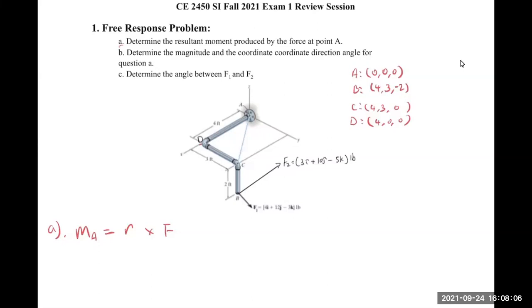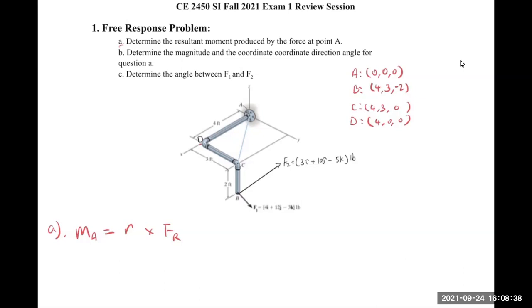F will always be the resultant force, unless it's asking you to determine the resultant moment produced by, let's say, force F1 at point A. In that case, you have to use F1. But in this case, it only asks to find the resultant moment produced by the force, which we assume will be the resultant force of these two. But what about R_AB? That's where the tricky part comes in.